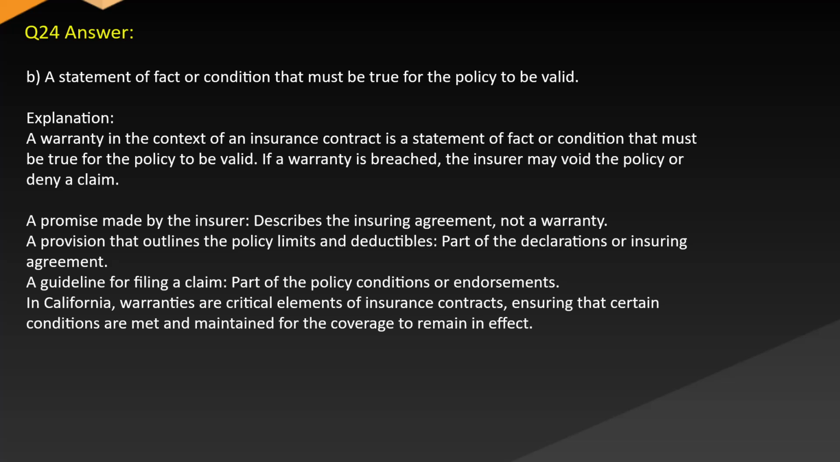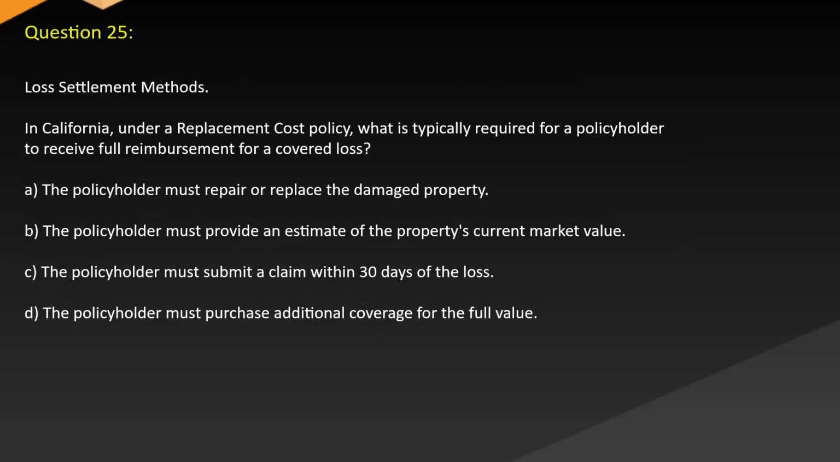A promise made by the insurer describes the insuring agreement, not a warranty. A provision that outlines the policy limits and deductibles is part of the declarations or insuring agreement. A guideline for filing a claim is part of the policy conditions or endorsements. In California, warranties are critical elements of insurance contracts, ensuring that certain conditions are met and maintained for the coverage to remain in effect.